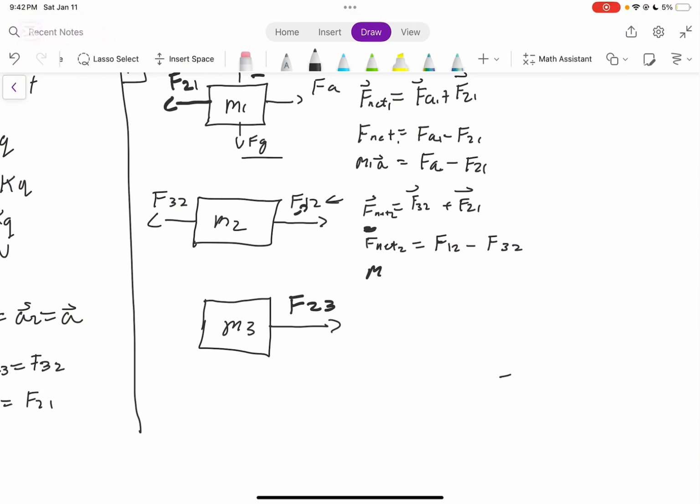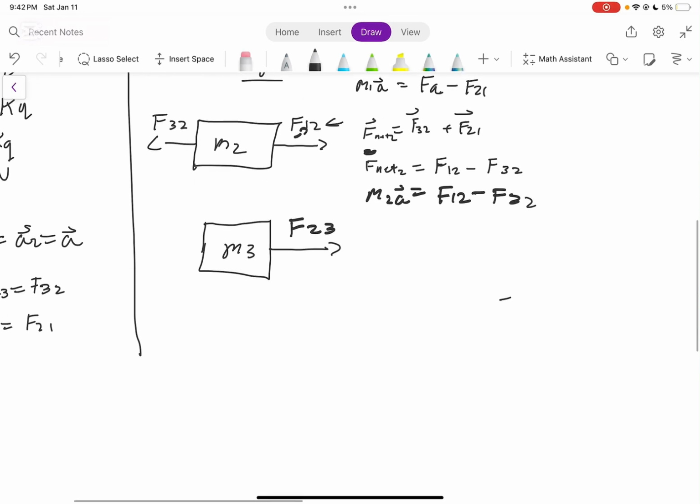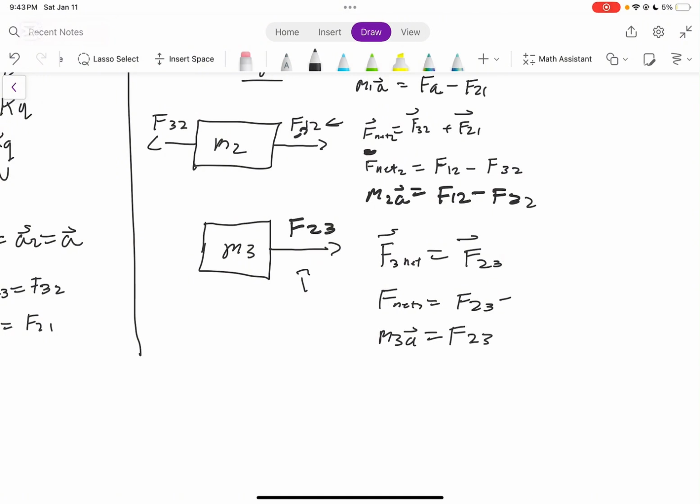Now we can just sub in M2A is equal to force of 1 on 2 minus force of 3 on 2. For this last object down here, or this last mass, we only have one force acting on it. So we can put F3 net is just equal to force of 2 on 3. And we can just interpret our direction again. So F net 3 is equal to just force of 2 on 3. And now that we interpret that, we just put mass 3 times A is just equal to force of 2 on 3. Now, why does this help, or why is this important?